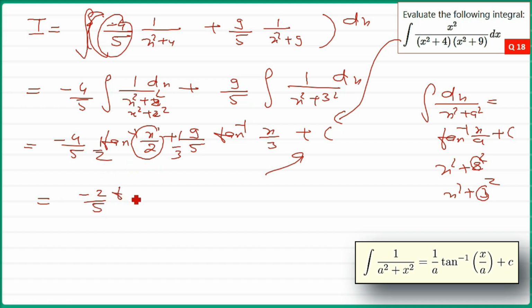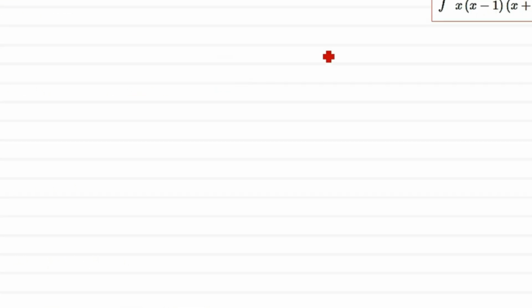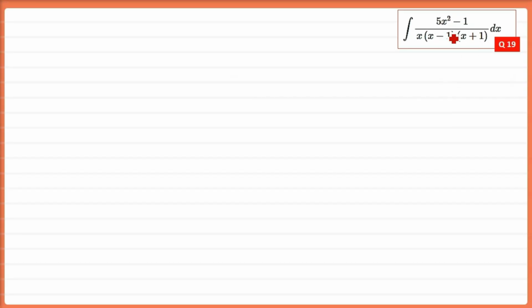Minus 2 by 5 tan inverse x by 2 plus 3 is 9, so 3 divided by 5 tan inverse x by 3 plus constant of integration. This is your final result. Now this is the way it will be done. Just remember, this x square plus 4 is quadratic, so you ought to have ax plus b in the numerator. There are two quadratic factors, so you have two linear terms in the numerators.